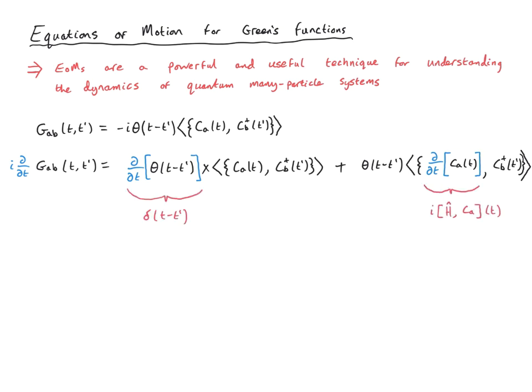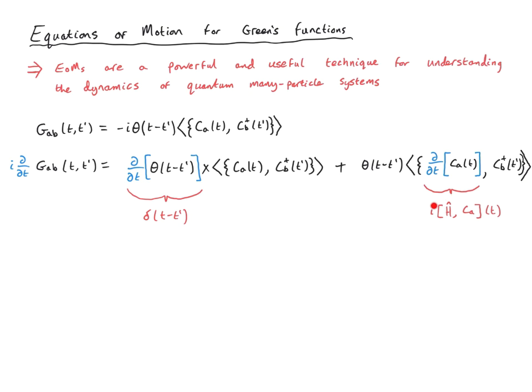I can now recognize that the derivative of the step function is equal to the delta function, and also here I'm taking the time derivative of an operator, which I can express in terms of the commutator of that operator with the Hamiltonian.